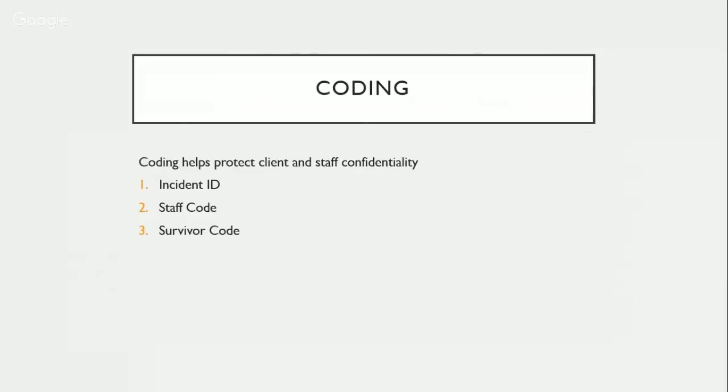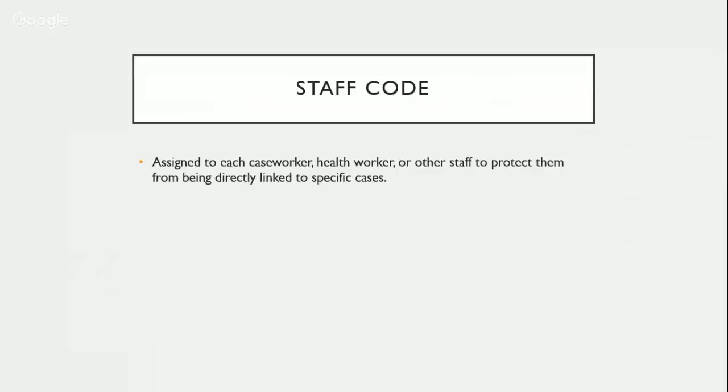We'll wrap up our discussion in this video short by going through the coding. Coding helps protect staff and client confidentiality. You'll see looking at your intake form that there are 3 different types of codes: the incident ID, the staff code, and the survivor code. The staff code is the simplest of the 3 codes.